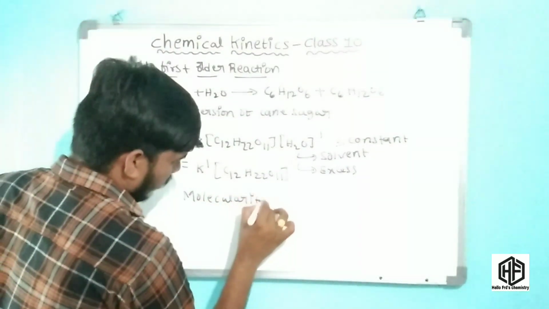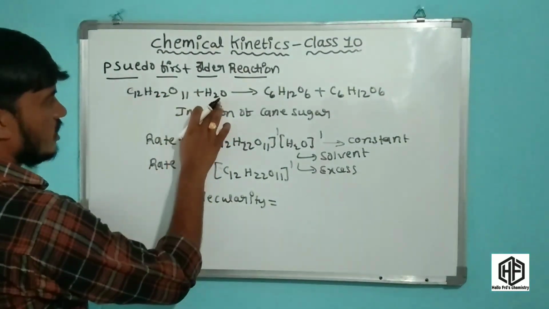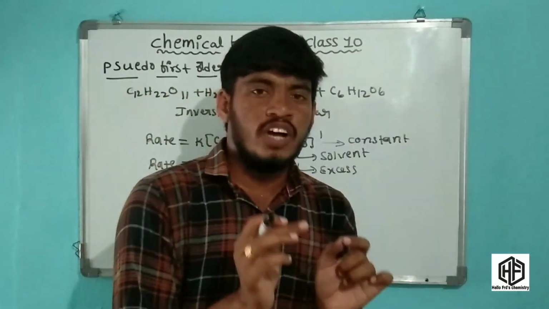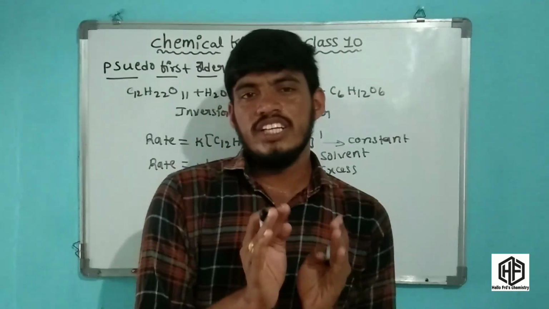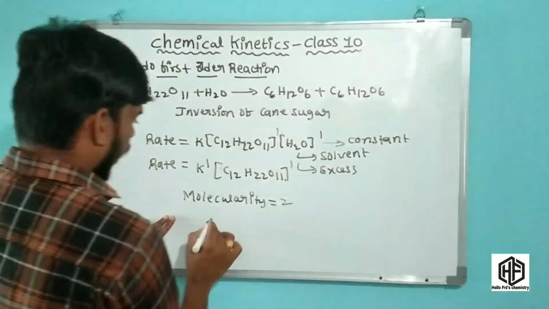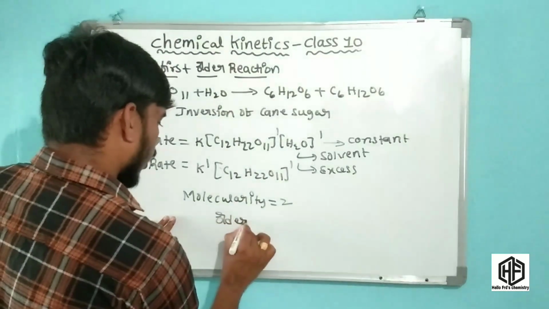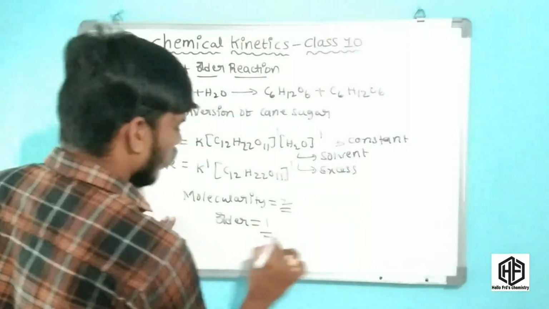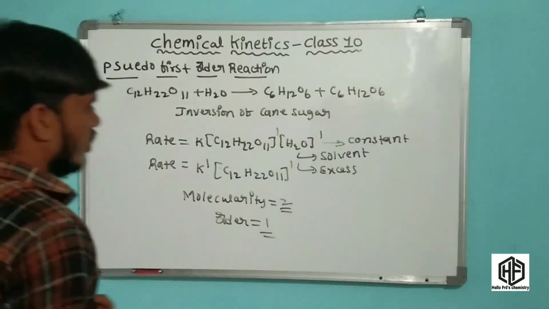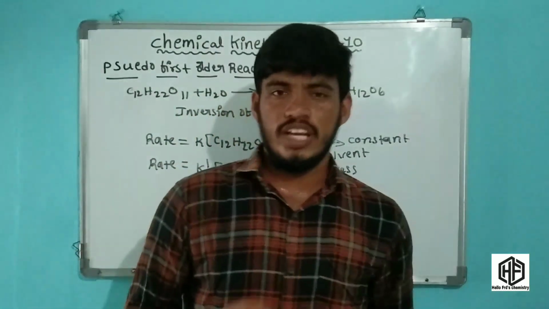The molecularity of this reaction is, this is 1 mole and this is 1 mole. Now 1 mole of sucrose reacts with 1 mole of water, colliding with each other simultaneously. That is called molecularity 2, and order is 1. Molecularity is 2 and order is 1. This type of reaction is called a pseudo first order reaction in so many competitive exams.